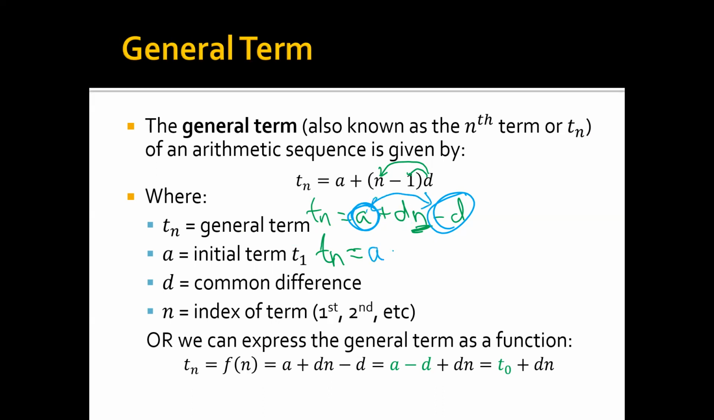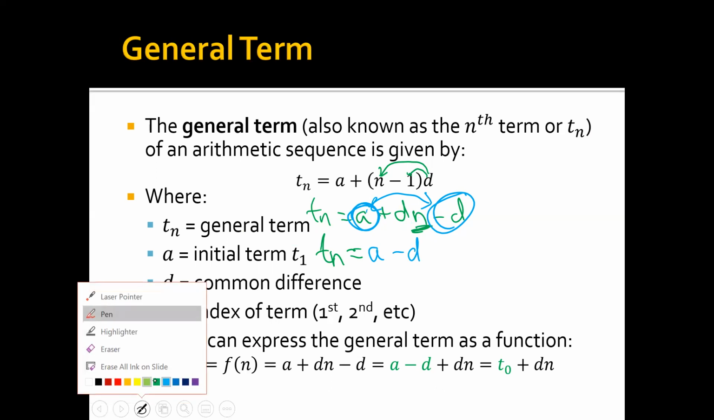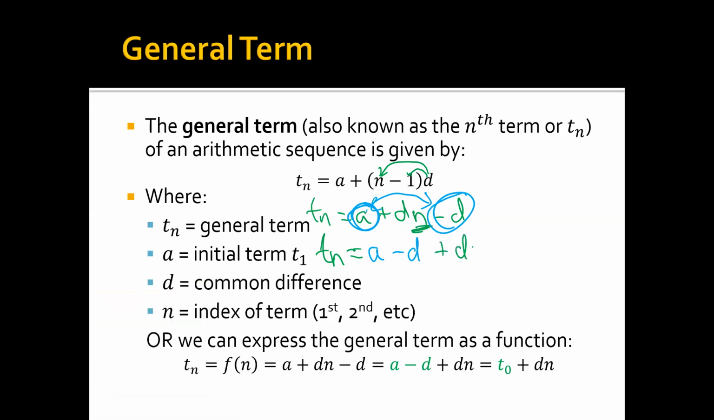And so when we do that, we end up getting a minus d, then a minus d plus dn. And notice that a minus d is essentially just the first term, because we already said that a represents the first term, minus the difference. So if you take the first term minus the difference, what are you really getting to? Well, you're really getting to the 0th term.